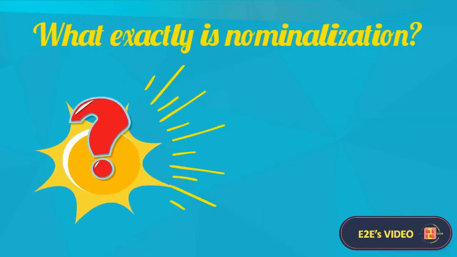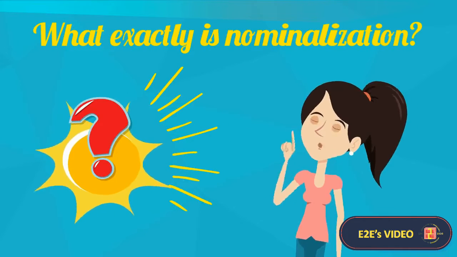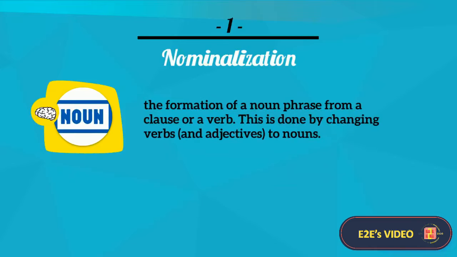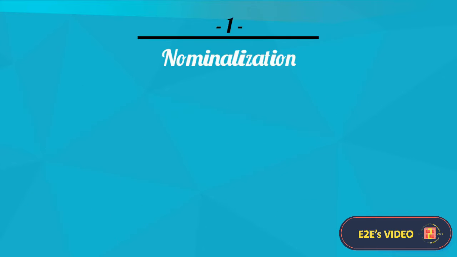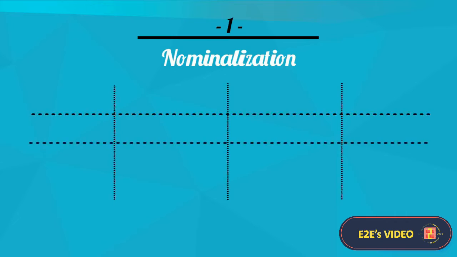What exactly is nominalization? Nominalization is the formation of a noun phrase from a clause or a verb. This is done by changing verbs and adjectives to nouns. For example, from the verb extend, we can form the noun extension. Another example is the adjective intense, whose according noun form is intensity. We also have other words which the nominalization is applicable to.